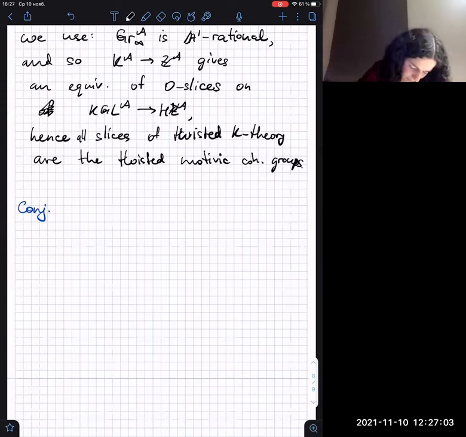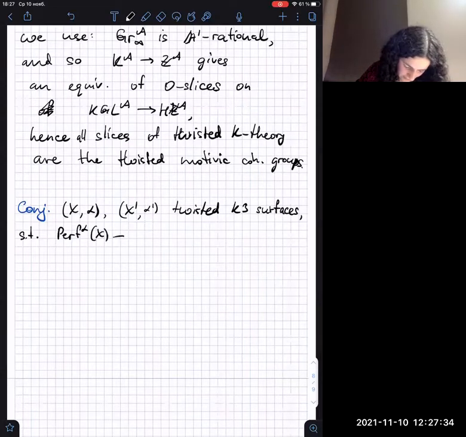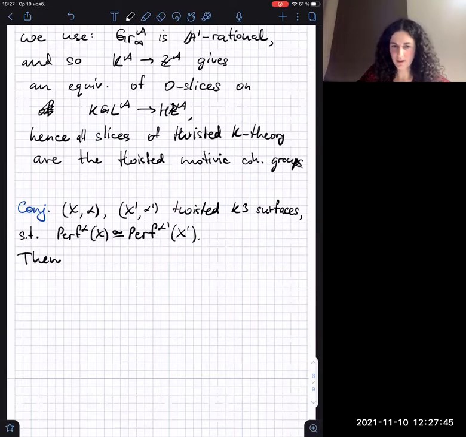What we hope for is that if you have two twisted K3 surfaces, we look at K3 surfaces because Huybrechts has proved an untwisted version of this statement for them, such that there is a twisted derived equivalence between them. This is many symbols, but we hope that it induces an isomorphism on their motives in terms of motivic homotopy theory, for example twisted Chow groups.